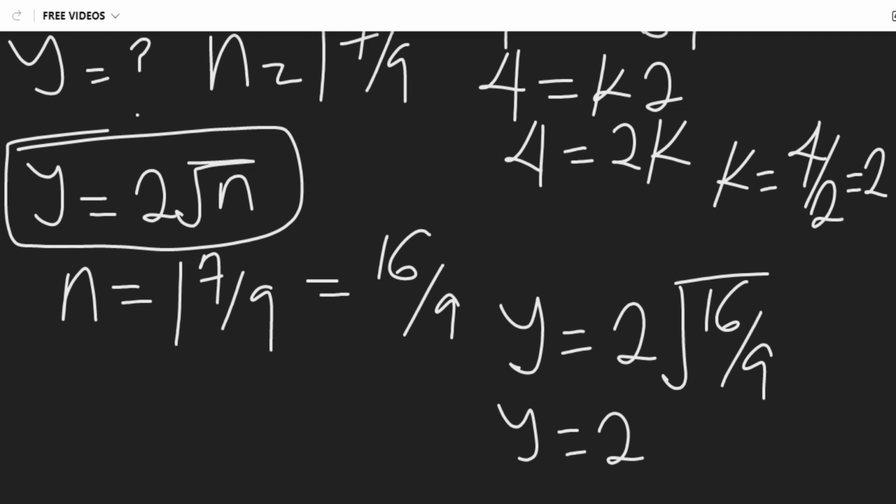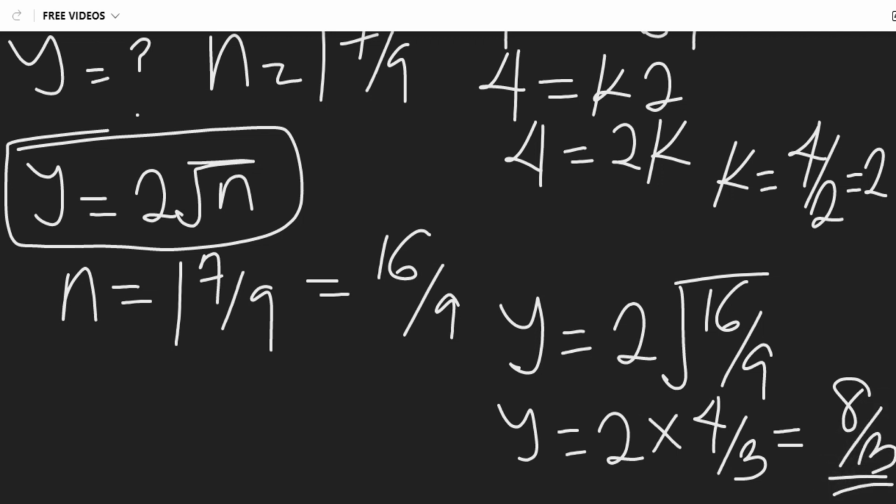Square root of 16 is 4 and square root of 9 is 3. So this will be equal to 2 times 4 over 3, which will give us 8 over 3. So this is the value of y. So when our n is equal to this value, our y will be equal to 8 over 3.